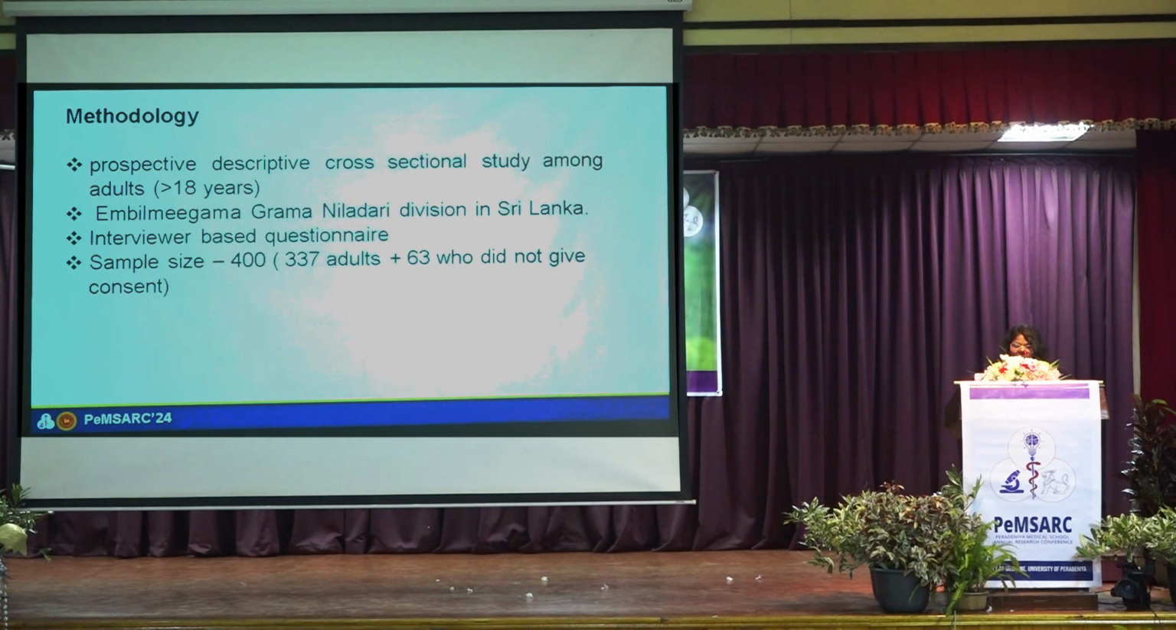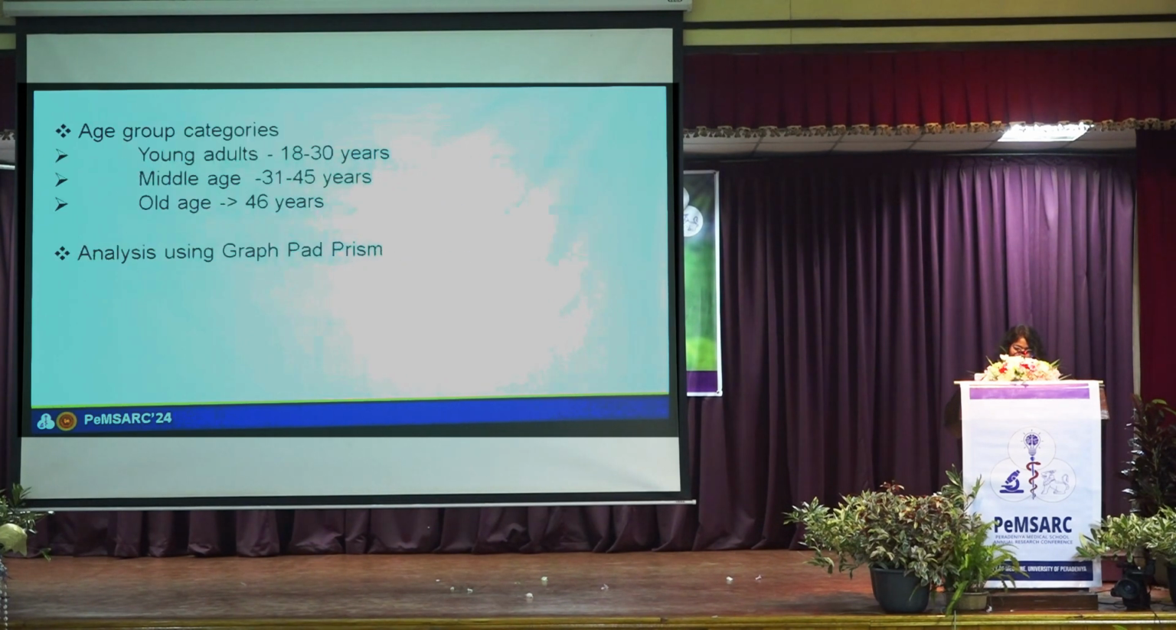There were 337 adults who consented and participated, and the 63 people who did not give consent were also counted, but they were not used for analysis. In the analysis, since adults are a broad group, we categorized these participants into 3 major age groups: young adults, middle age, and old age. Then the results were entered into an Excel sheet and analyzed using GraphPad Prism software.